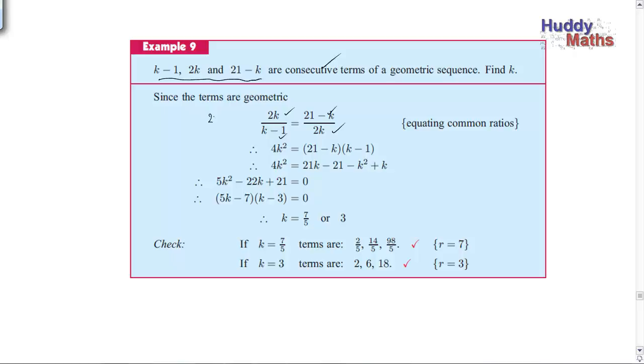So the common denominator is 2k, k take 1. So that becomes 4k squared, and multiplied by 2k, k take 1. The 2k's cancel, 21k by k take 1. Now we've got to expand this with FOIL: first, outers, inners, last. So do that, 21 by k, and take 21 and so on. So now collecting terms up, adding k squared to that side, the k's here, 22k, adding those up and moving across the other side, and then 21.